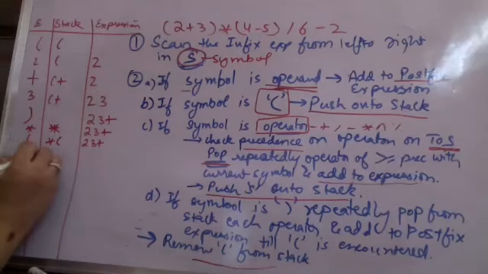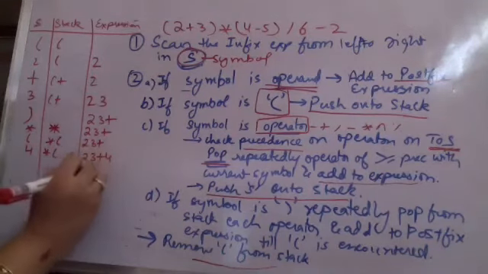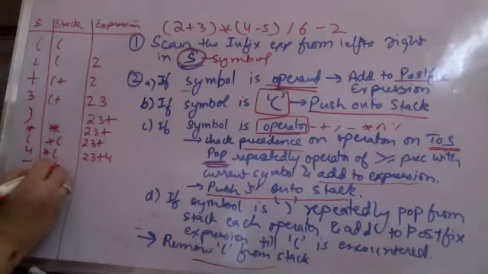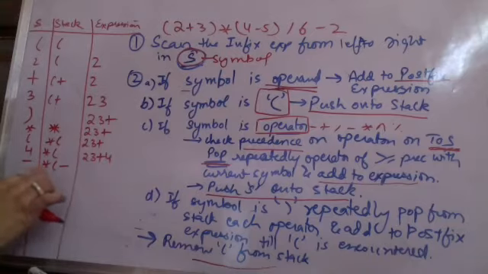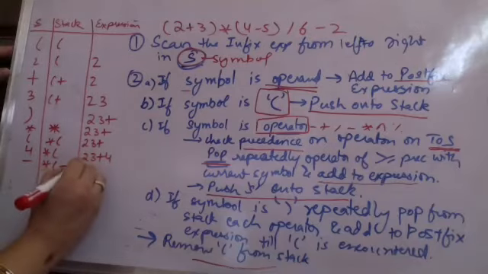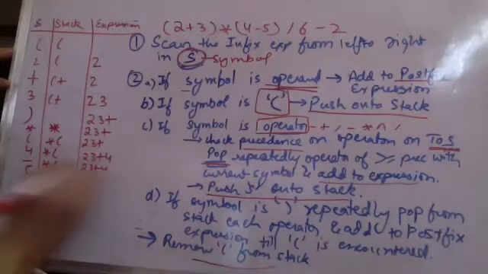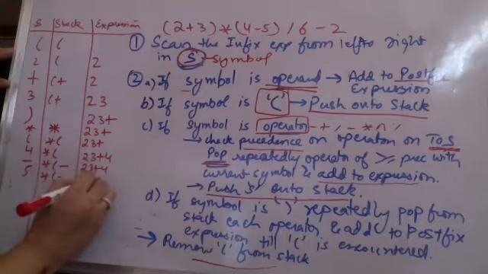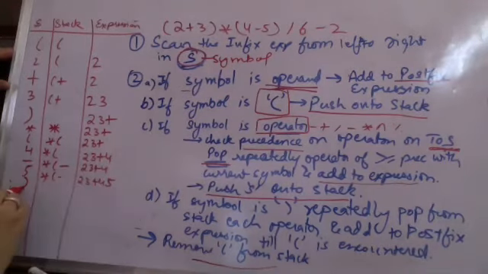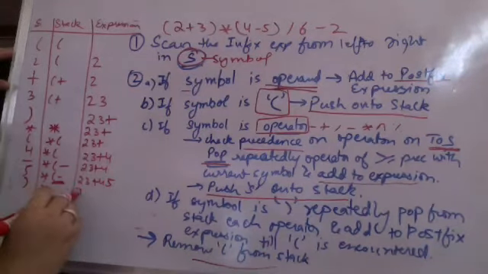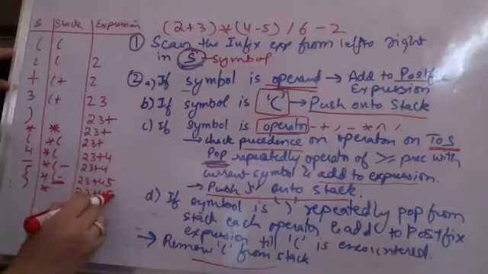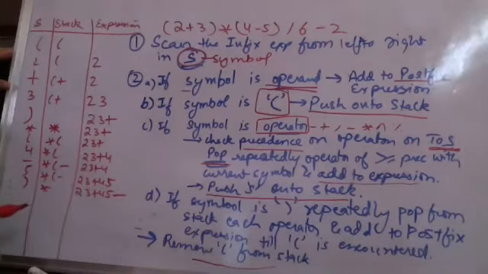4 is coming. Whenever an operand is coming, directly add it to the expression. Minus is coming. You have to push. If we had to insert minus directly over multiply, we would have to pop it out. But since there is a parenthesis in between, we will directly insert it onto the stack. The expression remains the same. Next after minus we have 5, which is added to the expression. The stack remains the same. After 5 we have a closing parenthesis. Closing parenthesis means we have to pop and add to the expression till an opening parenthesis is encountered, and remove the opening parenthesis also from the stack.